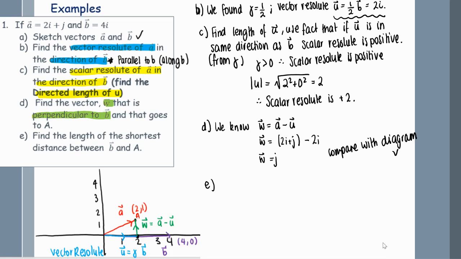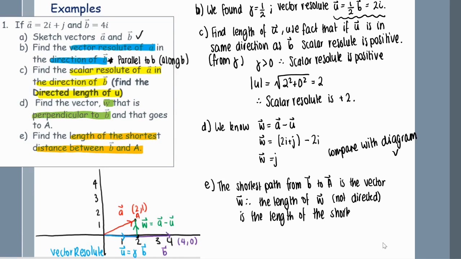Lastly, find the length of the shortest distance between B and A. Well, notice the shortest distance between a line and a point will always be the perpendicular distance. We already have the perpendicular vector W. So the shortest path between our line and our point A will just be the length of W. And that will just be 1. When they ask for the length of W, don't worry about any direction here. All right, a big sigh of relief that that one is done.